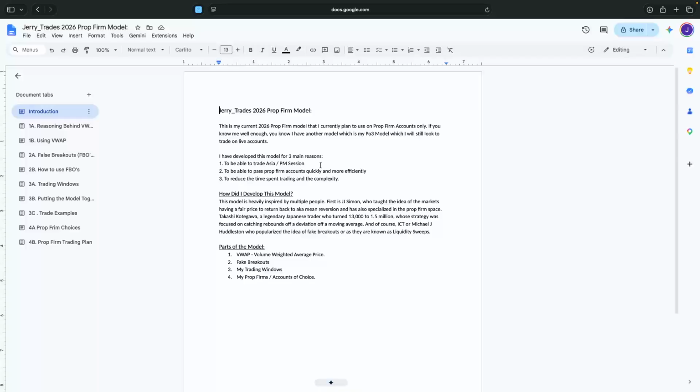He was really famous for the J-Com trade, I believe that's what it was. Basically, a company sold its shares for completely the wrong price. He was able to capture it and made a lot of money. But overall, his strategy was catching short-term lows in a bear market and catching short-term highs in a bull market.